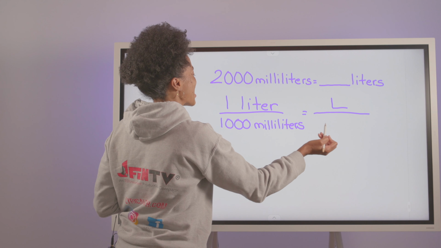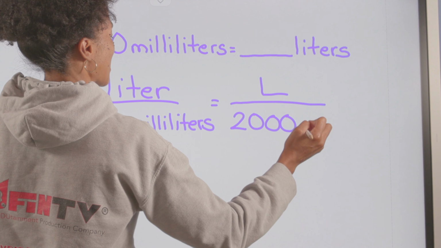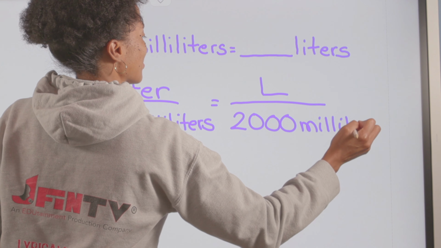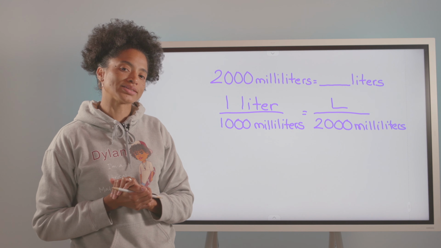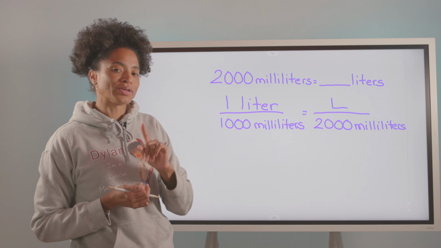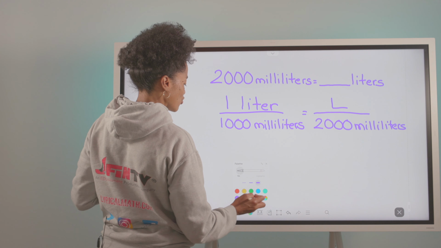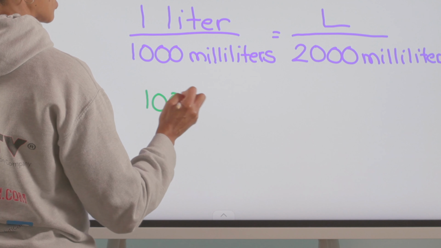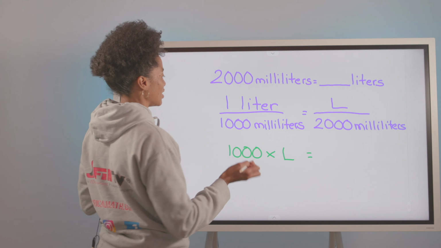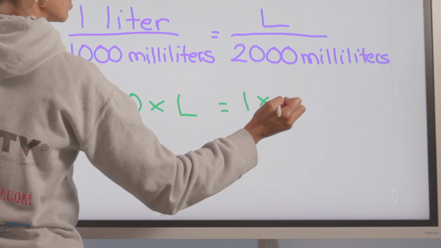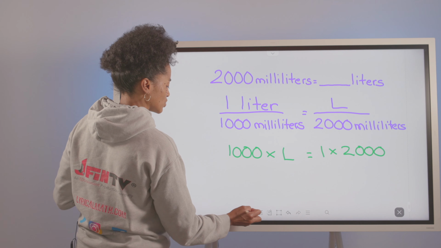So here in the bottom, we have milliliters. We need milliliters in the denominator. Perfect. What should we do next? Multiply the number to the variable that is diagonal from it. So we have 1,000 diagonal from our L. So this looks like 1,000 times L. You are so on point. Next, we do 1 times 2,000. It's set up. We're ready to go. 1,000 times L is just going to give us what?